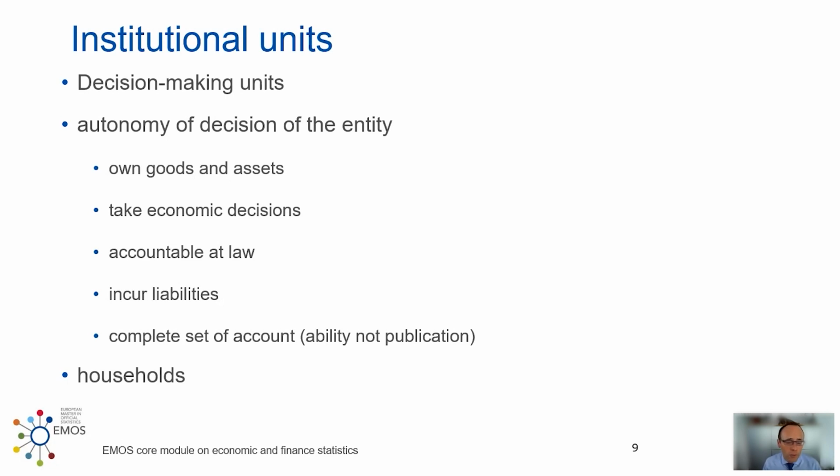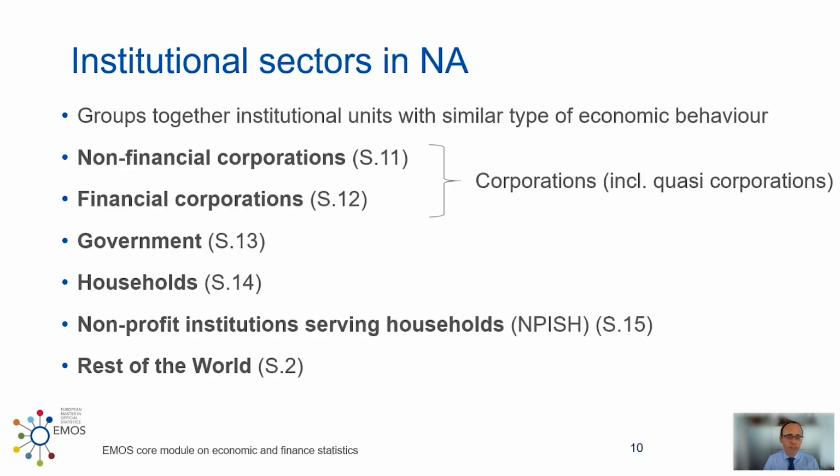We have one specific type of entities, which we also call institutional units, and these are the households. It's clear that households don't have a complete set of accounts, but nevertheless, for our economic analysis, they are absolutely indispensable, so we have these households. The definition of institutional units.